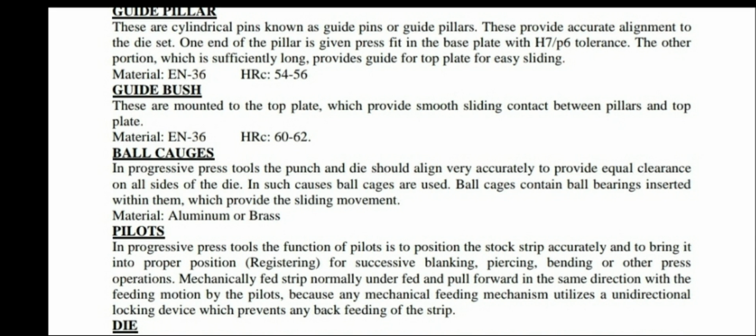Then ball cages. In a progressive press tool, the punch and die should align very accurately to provide equal clearance on all sides of the die. In such cases, the ball cages are used. The ball cages contain ball bearings inserted within them, which provide the sliding movement. The material used in case of ball cages is aluminum or brass. This non-ferrous metal is used.